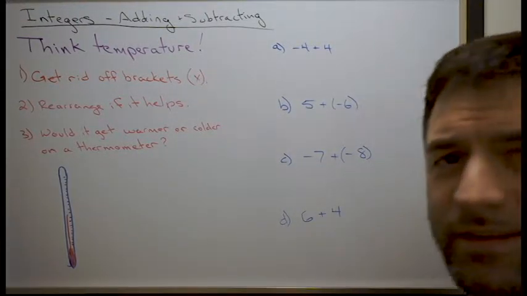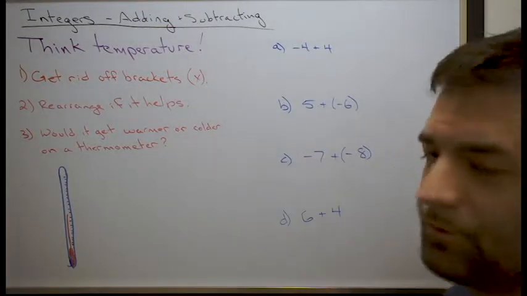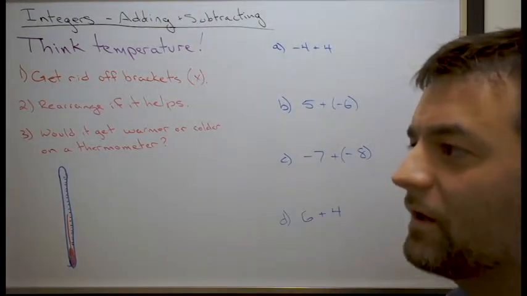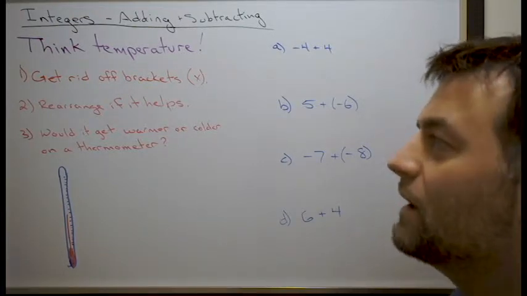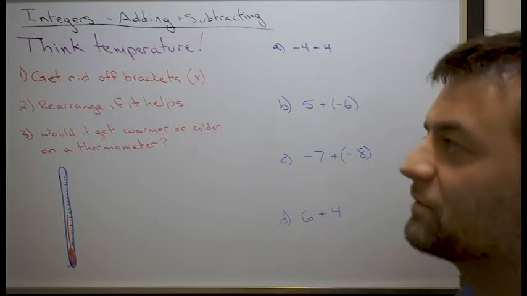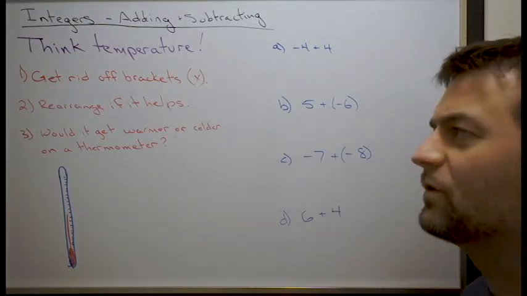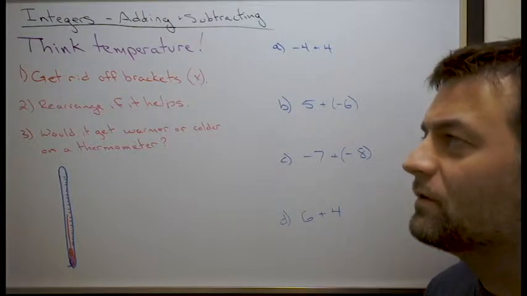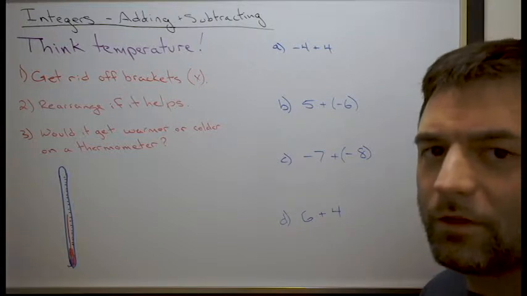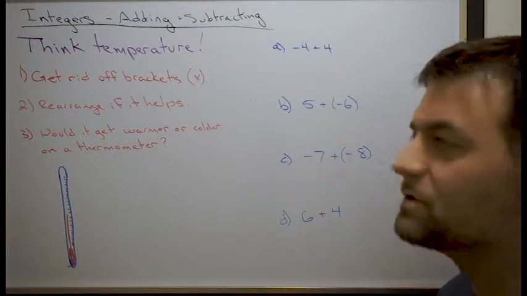Now when we're adding and subtracting integers, it's really a lot more simple than people like to think. It's a matter of just making some sort of connection with how the numbers are moving. I like to think of temperature, and that's what helped me really understand how integers work. Do they go up? Do they go down? When's it positive? When's it negative? So we're going to think about temperature while we're doing these, and there's really 3 steps that I use.